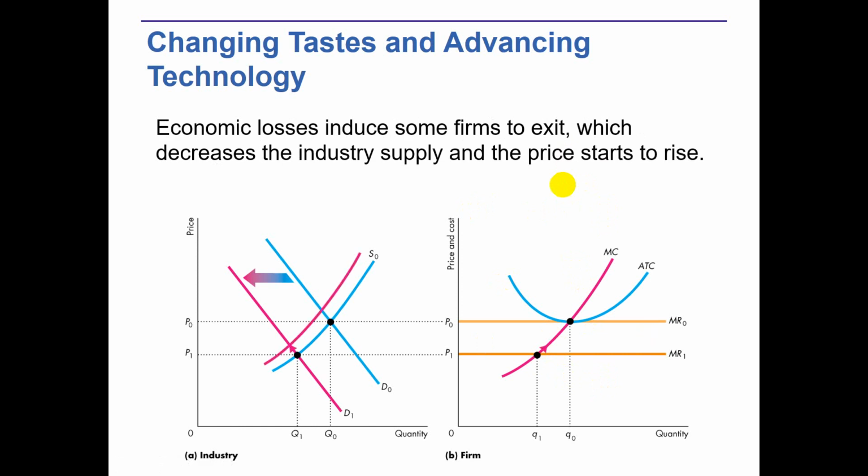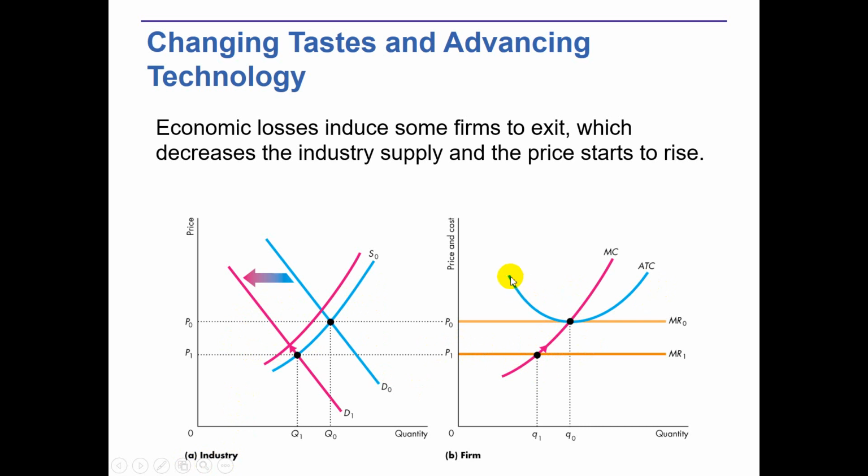So because of this economic loss, it induces some firms to exit, which decreases the industry supply, and the price starts to rise again. So because of this economic loss in the industry, there are so many firms exiting. So you can see here, this is the industry equilibrium, and this is the firm's equilibrium.